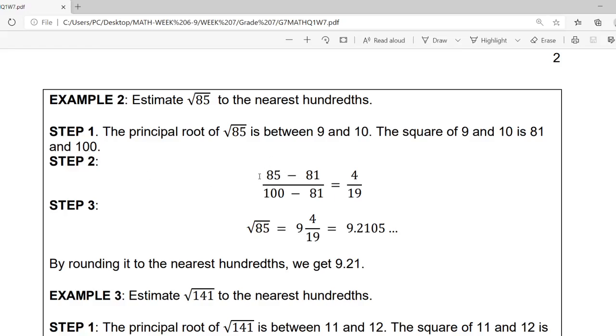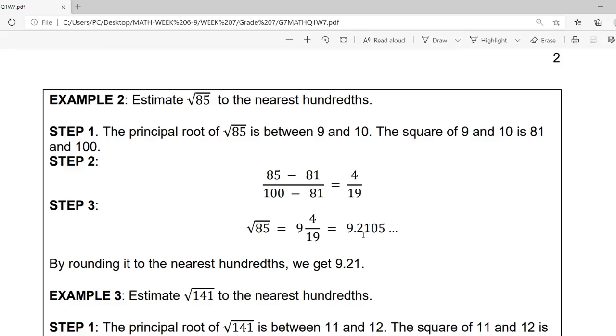So irrational number, step 2, minus the lower perfect square. Lower perfect square is 81. Upper perfect square is 100 minus 81. So that is subtracting, we have 4 over 19. And we will get the lower perfect square is 9. So therefore we have 9 and 9 over 14.